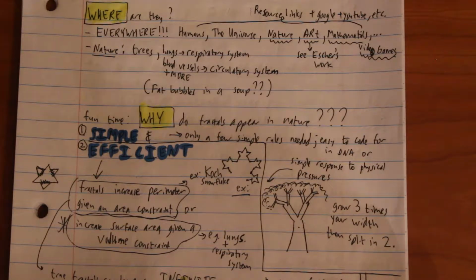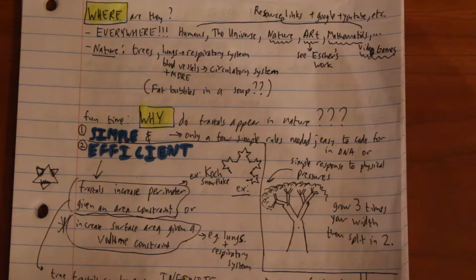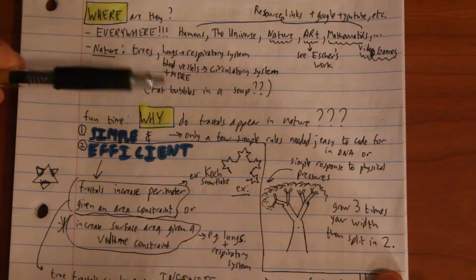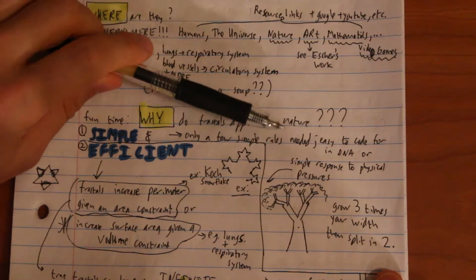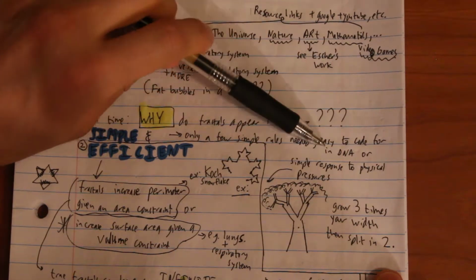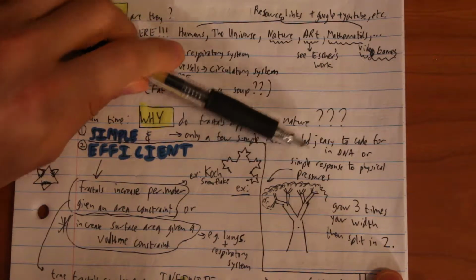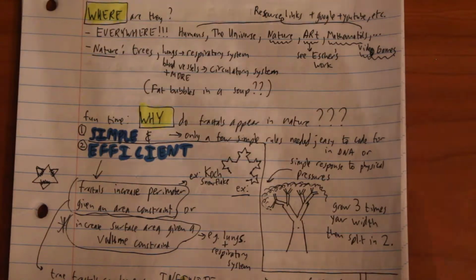Let's think about it from a DNA standpoint. If you want to code something in DNA, you don't want it to take up gigabytes of DNA code to create, let's say, a human. So you want to be very efficient. And luckily for us, fractals only require a few simple rules. That makes them easy to code for in DNA, or basically just as a simple response to physical pressure. To explain what I mean by simple, I think it's best to look at this diagram.